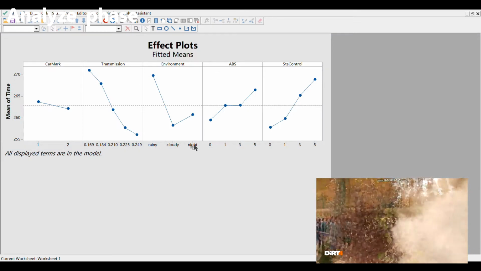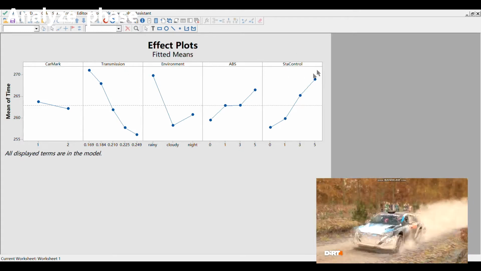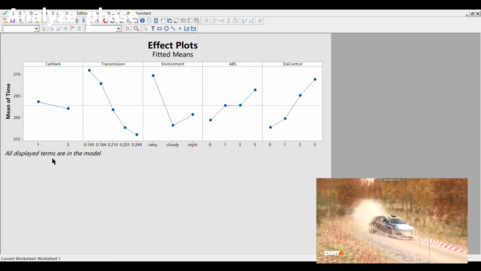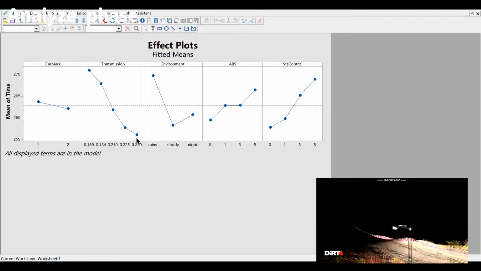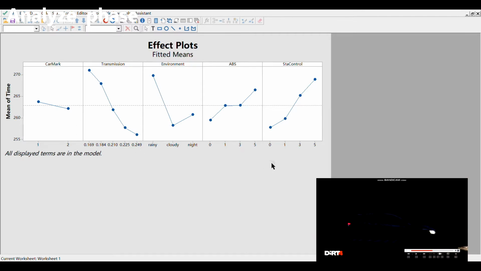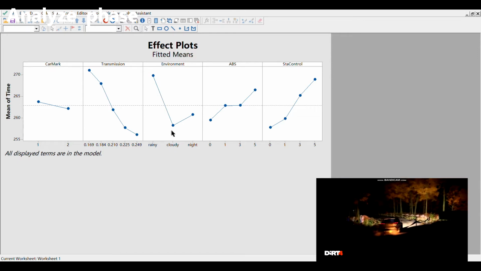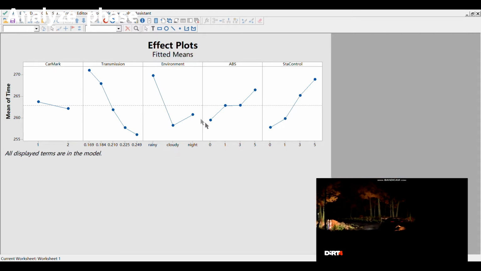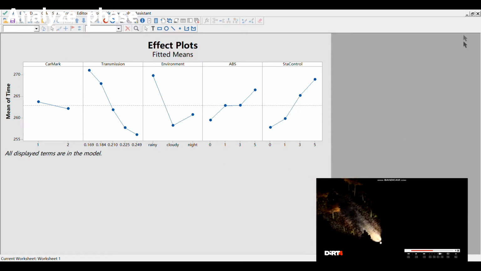In the effect plots, a factor means an independent variable in an experiment whose state can be varied. Now we can see the relations between changes in level of each factor and the changes in response. When we use a longer transmission, the racing time reduces. But, interestingly, using a higher level of ABS and stability control will slow down the car. As for the environment, it's obvious that running on a cloudy day, a better performance can be achieved. Other conditions will make your racing harder and harder, especially during rain.